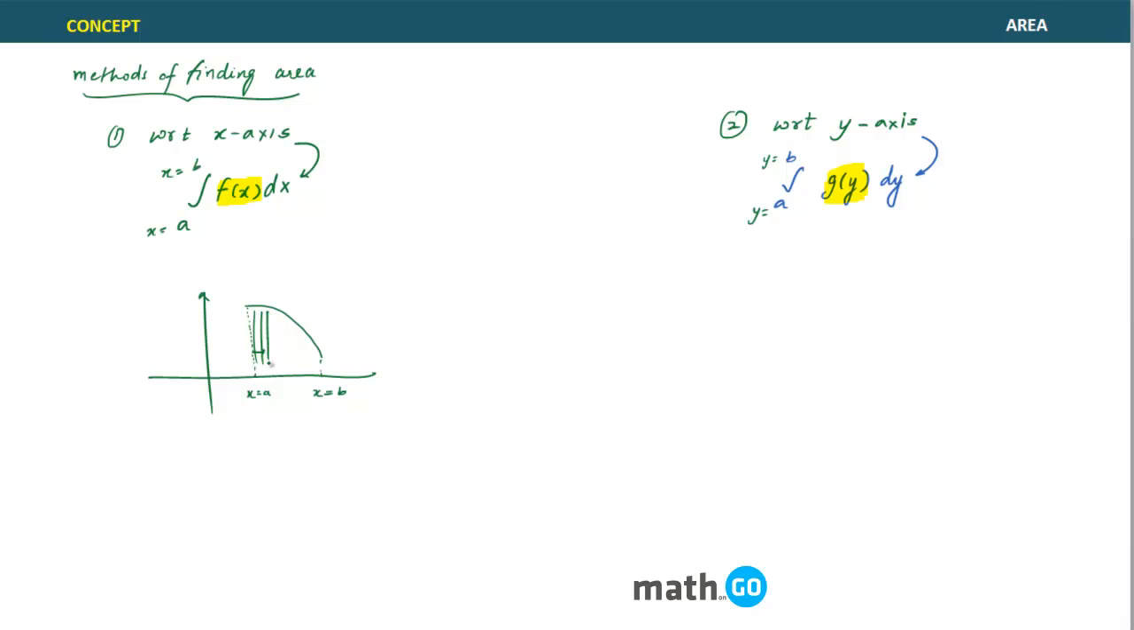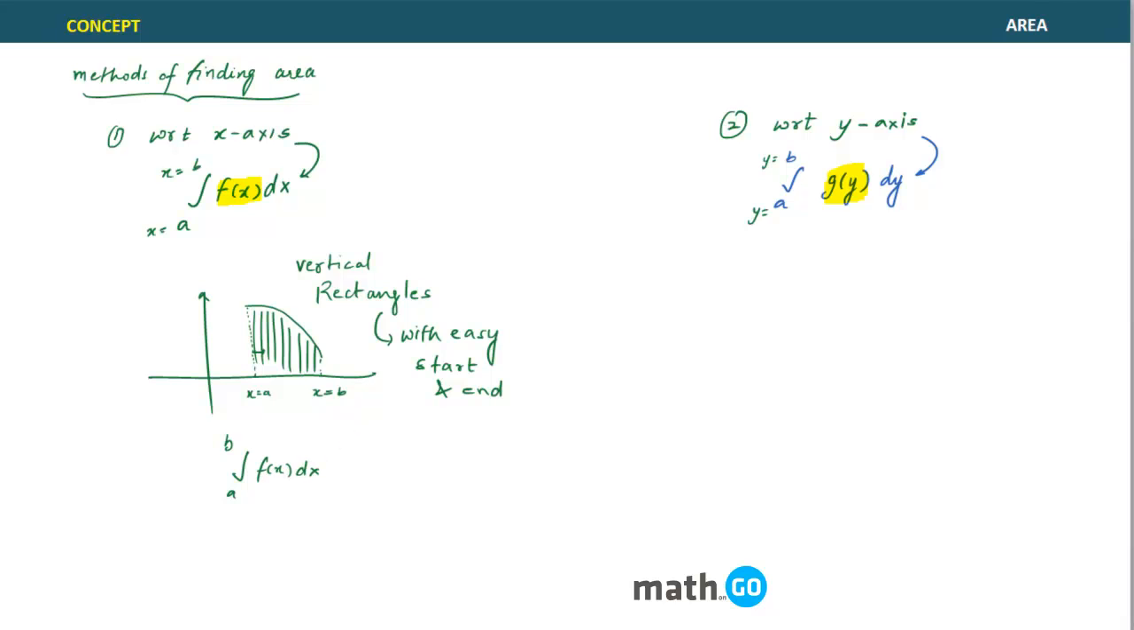If you are comfortable drawing the vertical lines, right, vertically you cut the rectangles. So if vertical rectangles are possible, where you know the start point and the end point very easily, with easy start and end, then you should do something with respect to the x-axis. So the area is nothing but the integral from a to b of f(x) dx in this case.